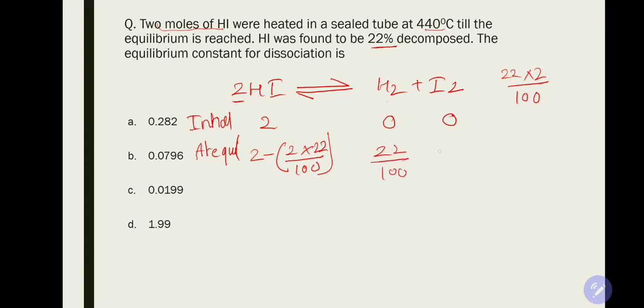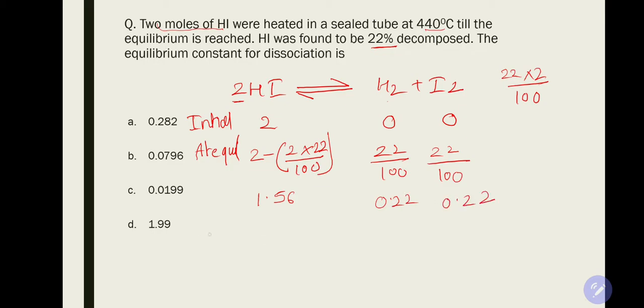Okay, here it will be again 22 by 100. So now we got this. Now let's move further. If we solve this, we get that the number of moles is equal to what? It is 1.56, that is 2 minus 22%. How much? 1.56. This will be 0.22 and this will be 0.22.